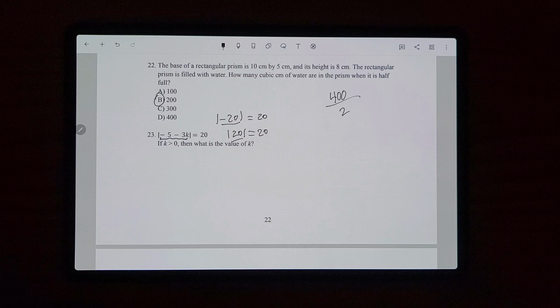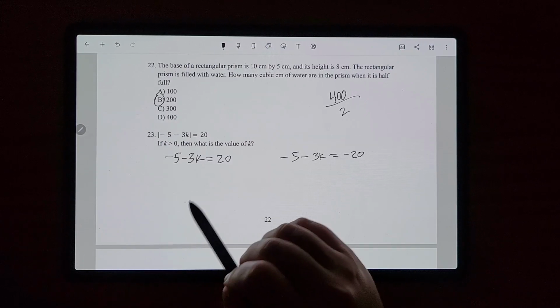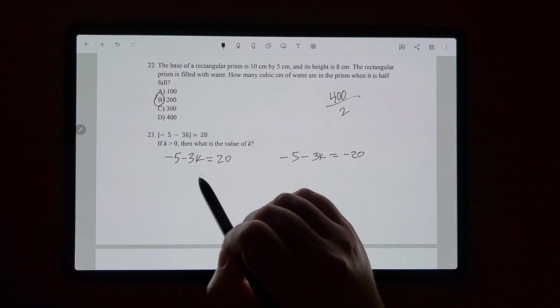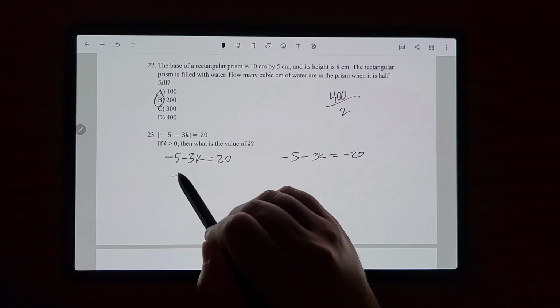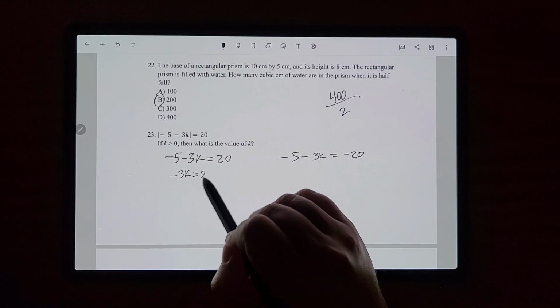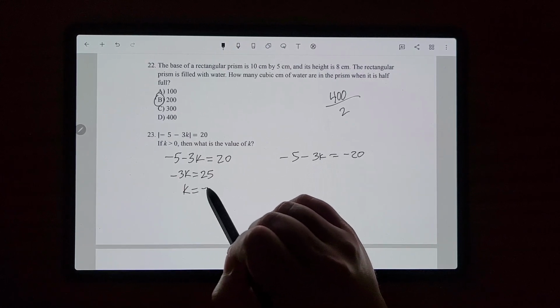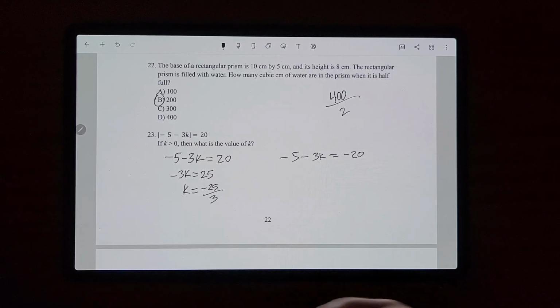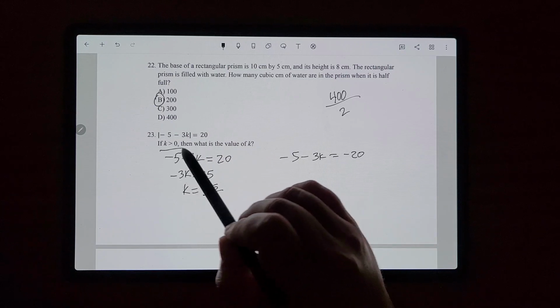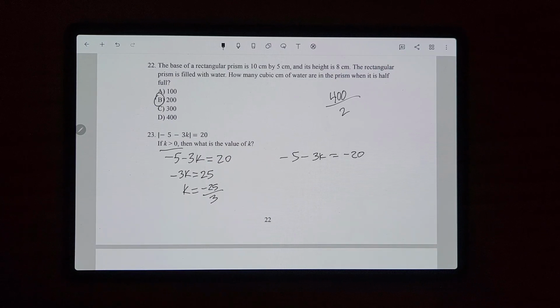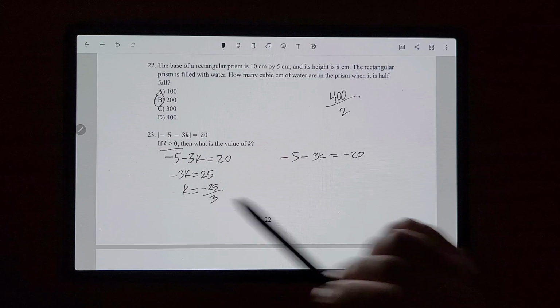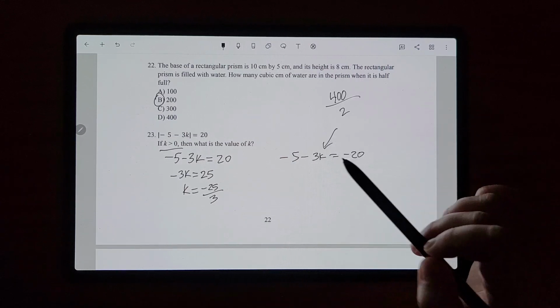So let's do that. Let's start with the one on the left. I want to solve for k, so I'm going to add 5 to each side. That leaves me with negative 3k is equal to 25. Then I have to divide by negative 3, so I get k is equal to negative 25 over 3. Now, remember, they said k has to be greater than 0. It has to be positive, so it can't be that one, so it must be this one right here.